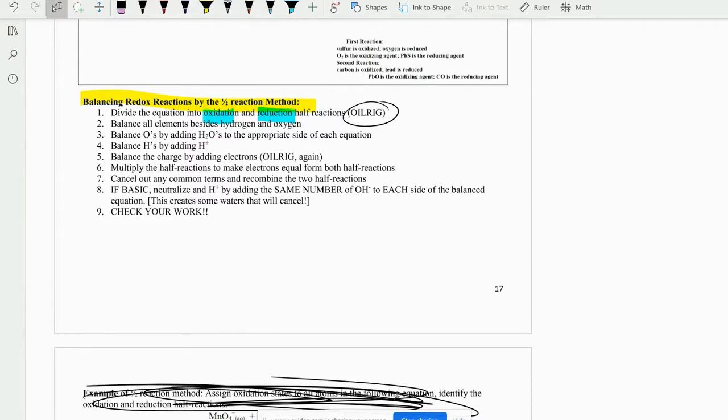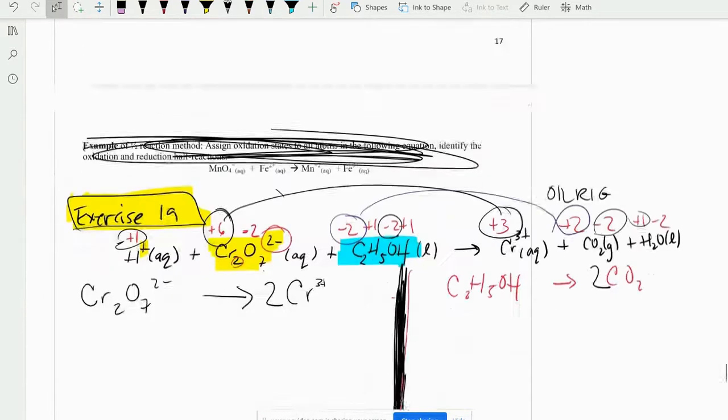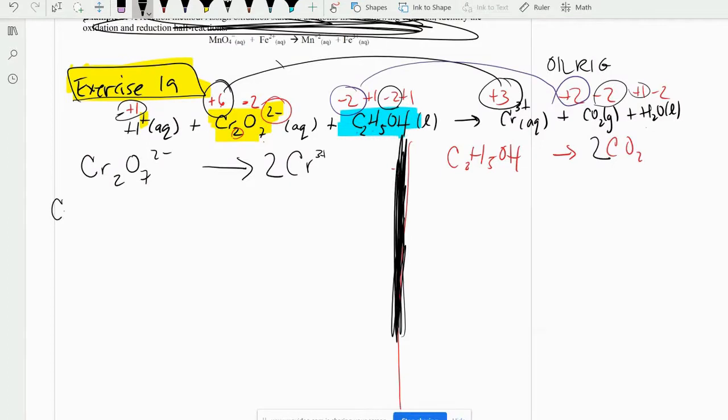Third step, we're now going to do the oxygens, you guys, and we're going to do this by adding waters, H2Os, to the appropriate side of the equation. So I'm going to rewrite this so you can see all the steps. So I've got 2 chromium ions over here, and in order to get it to balance to 7 oxygen on the right side, I'm going to add 7 water molecules. You can see that 7 times 1 is 7, so therefore I would have 7 oxygens over there.